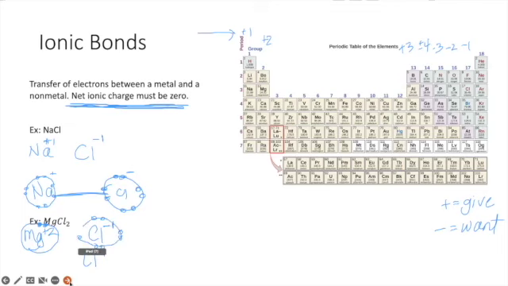This chloride has 7. So magnesium's like, sweet, I can get rid of both of them. And again, he has a shell underneath. And so they create a bond and hang out together. And that's how you get the compound magnesium chloride.